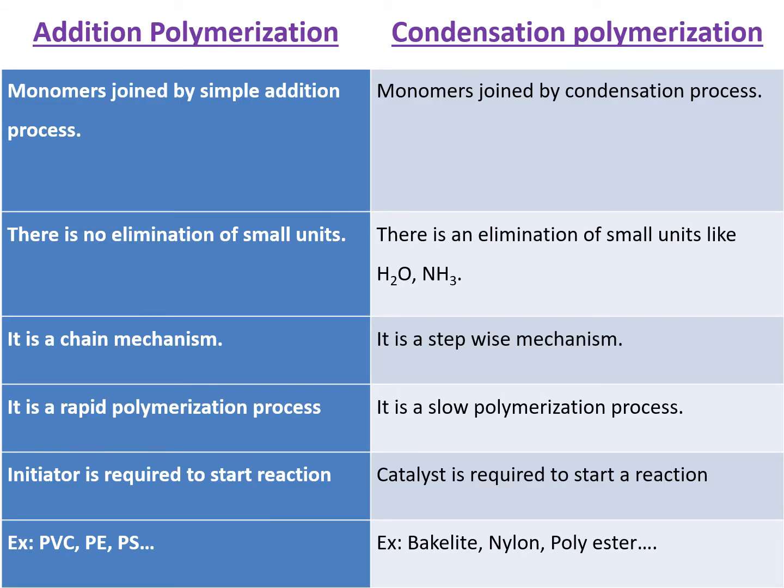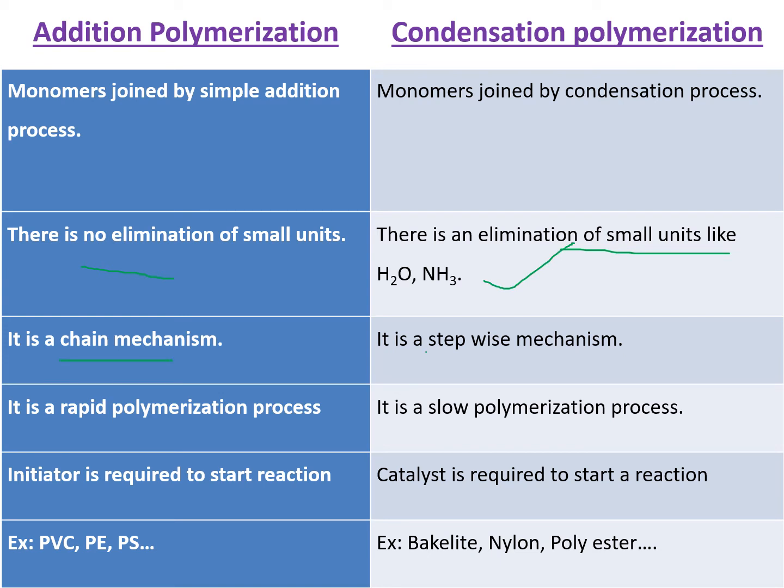Next one is the differences between addition polymerization and condensation polymerization. Addition means just joining each other, simple addition. Condensation means addition followed by elimination. In addition polymerization there is no elimination, but in condensation polymerization there is elimination of small units like H2O and NH3. Addition polymerization is a chain mechanism.